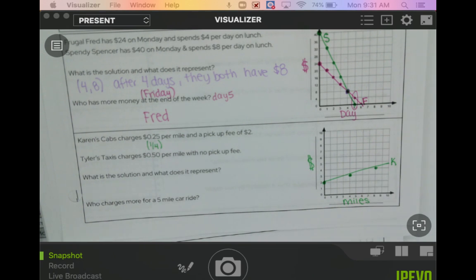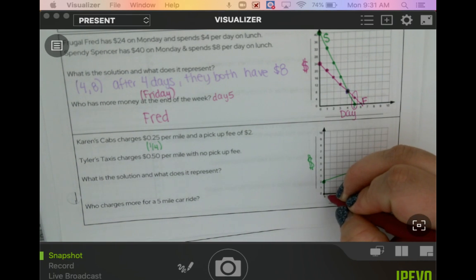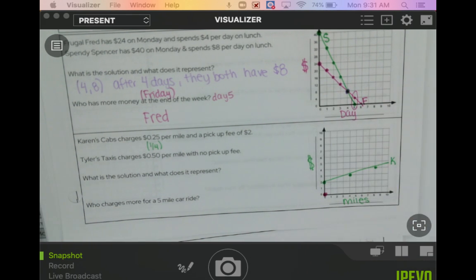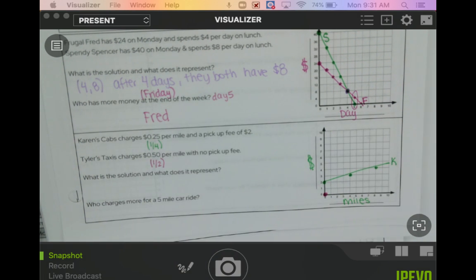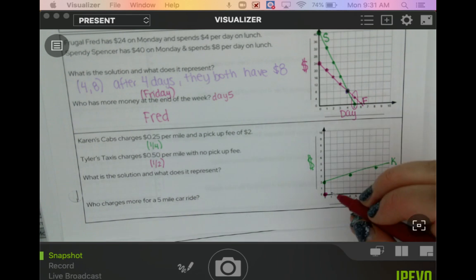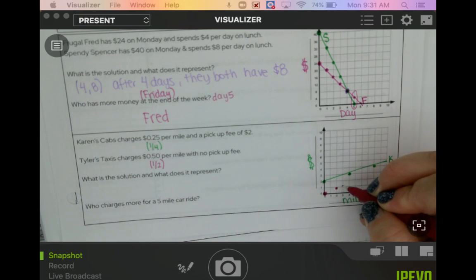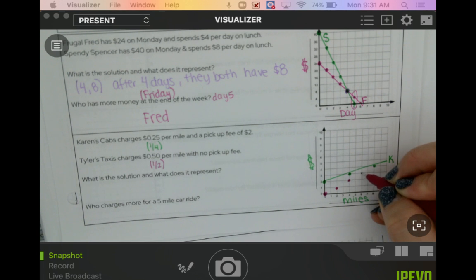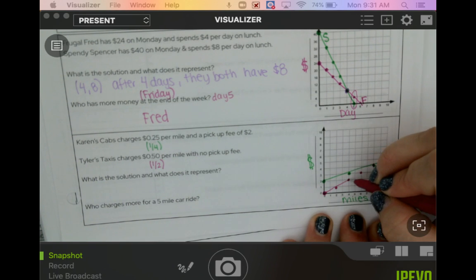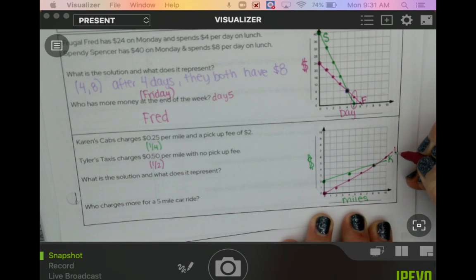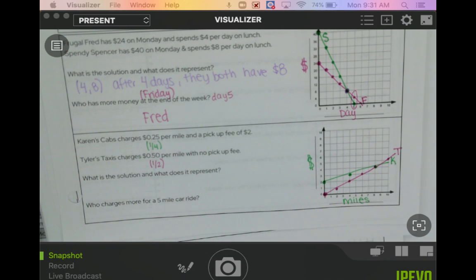Tyler's Taxis starts with no pickup fee. That means you don't have to spend any money. You can start at 0. And he charges 50 cents. 0.5 is the same thing as a half. It's half of $1, 50 cents. So we're going to go up 1/2. And sometimes I'll tell you guys what those fractions are, but honestly, it ends up confusing people more when I do that, usually. And that's T for Tyler's Taxis.